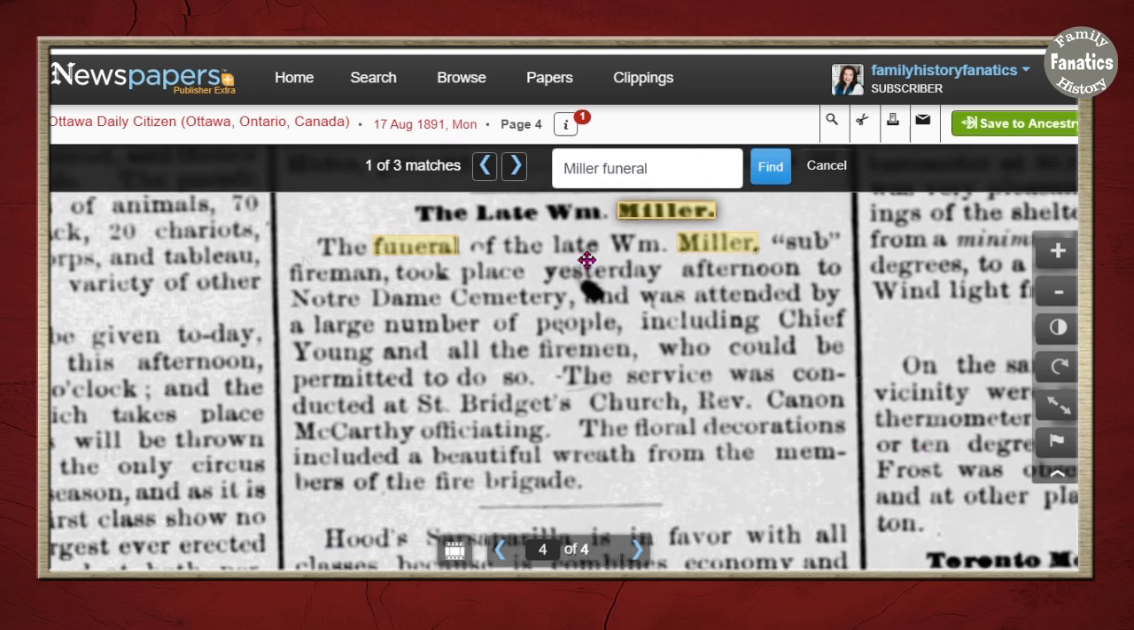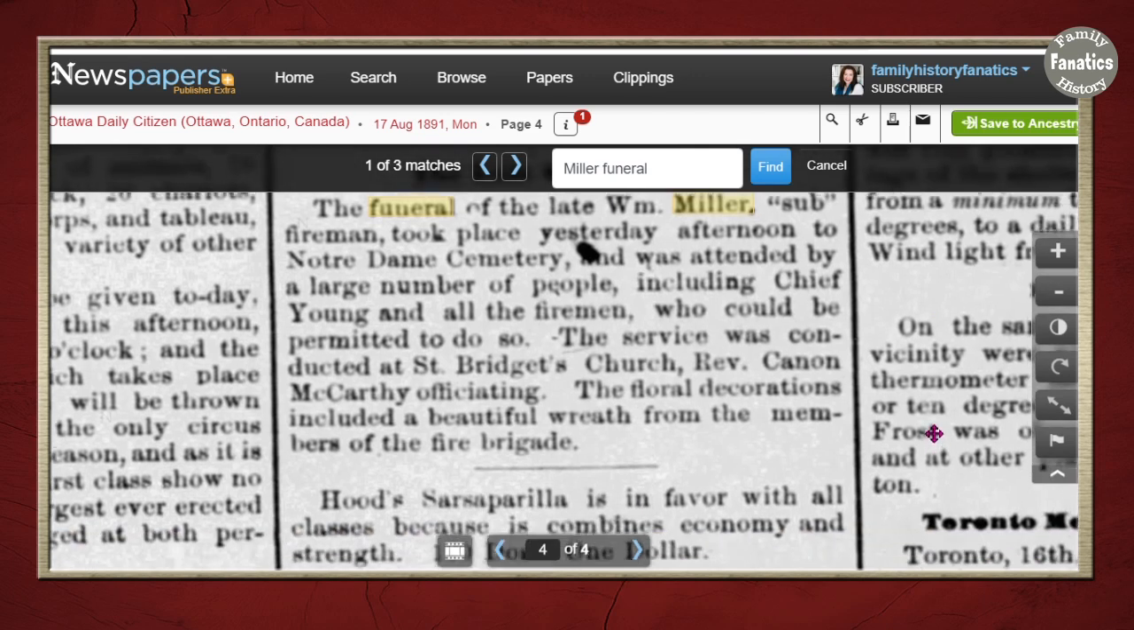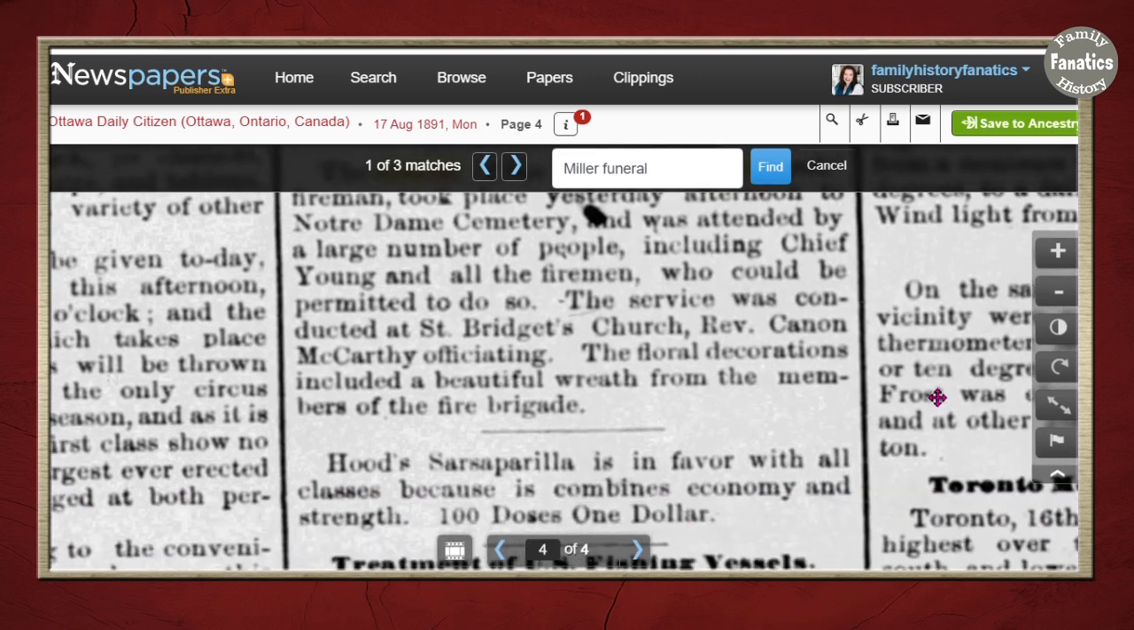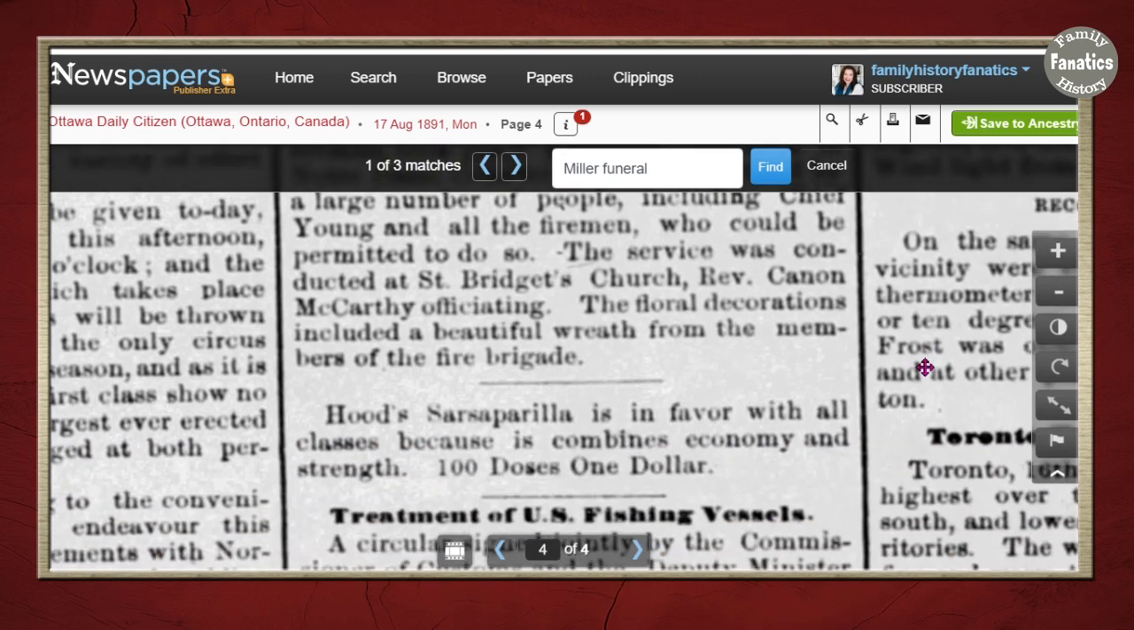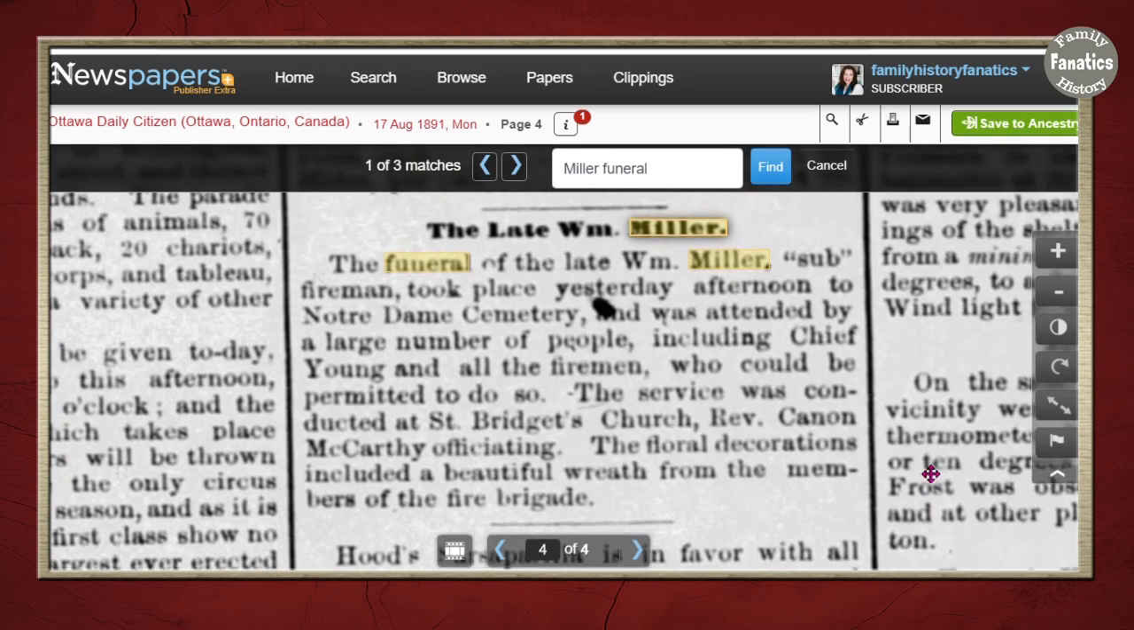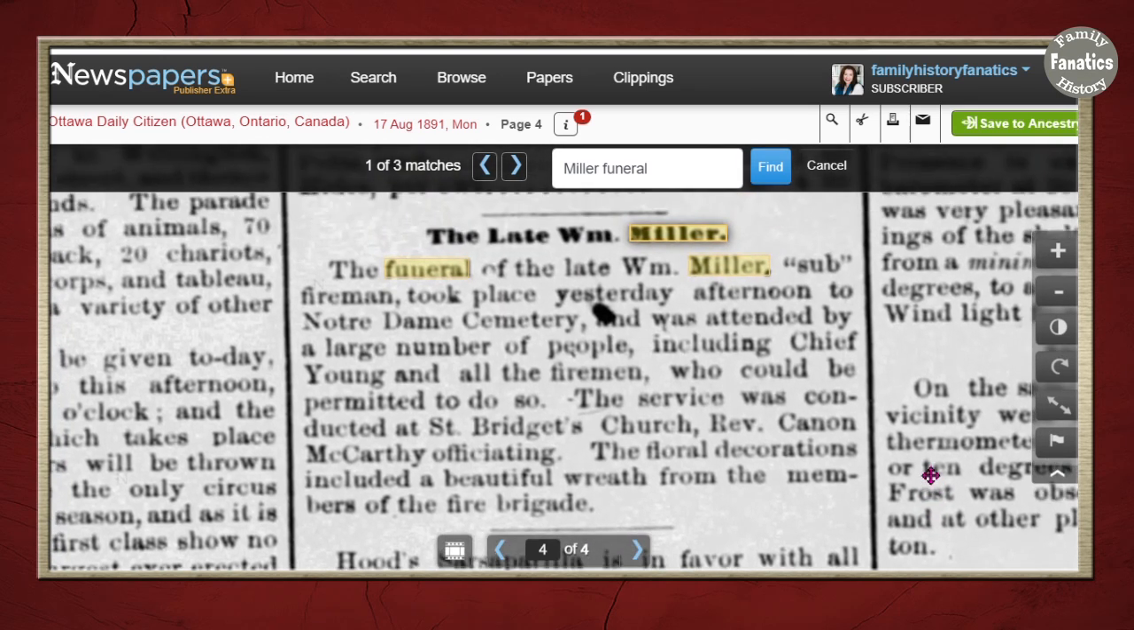This is a funeral notice for William Miller. He was a sub-fireman, which took place yesterday afternoon in Notre Dame Cemetery. And this is from Ottawa, Canada. It was attended by a large number of people. The service was conducted at this church by a certain person, and we talked about the funeral decoration. So don't limit yourself to just death and obituary. Throw in funeral and see what else you can pick up.